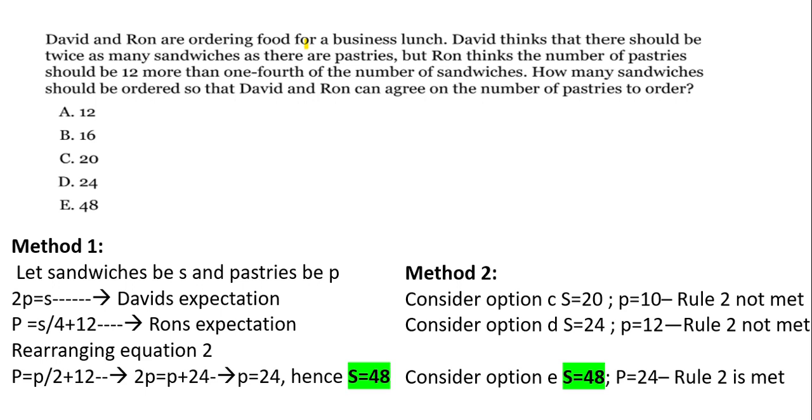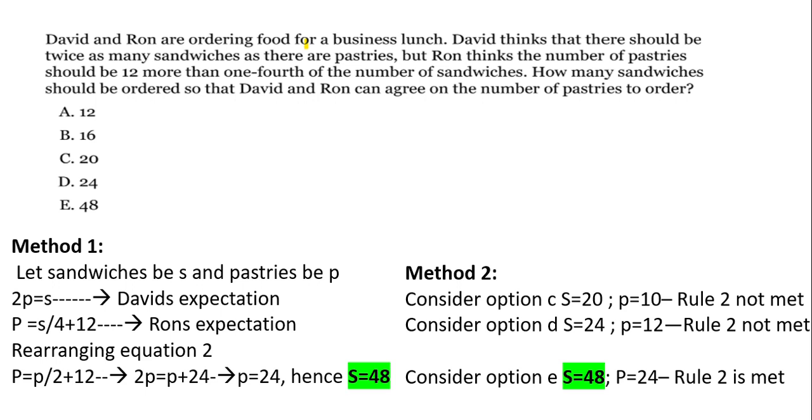Now if I substitute for S from my first equation, which is 2p, I get p is equal to p by 2 plus 12, and rearranging and solving for p, I get that p is equal to 24. And I know that S is 2 times p, so S is 48. So this is one way of doing it. Now considering the second option.